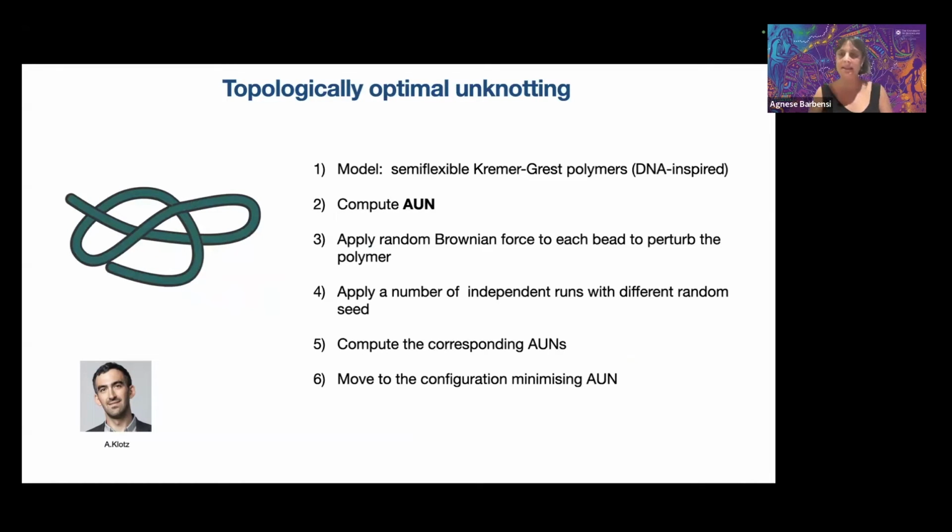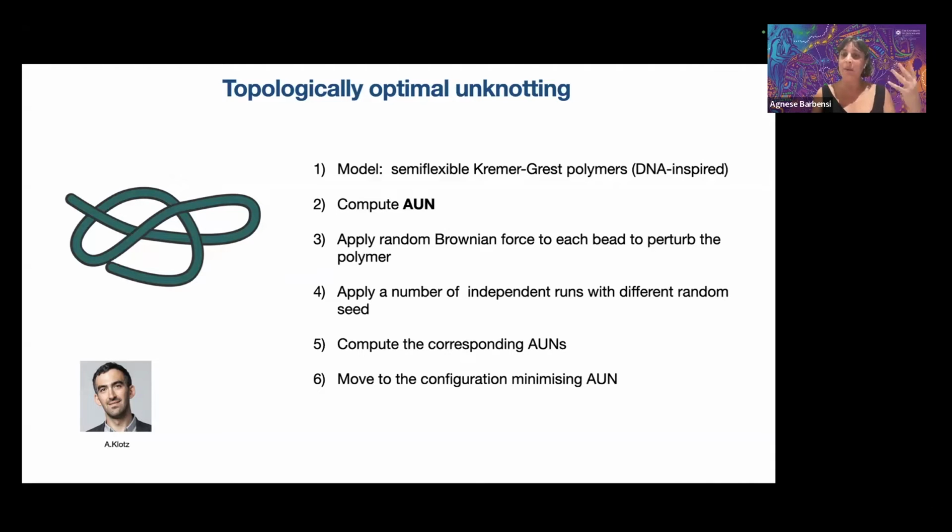And more precisely, our first attempt was to model our set of open curves as polymers using a semi-flexible Kremer-Grest polymer model inspired by DNA modeling. Then, starting from each modeled knotted configuration, we would compute the average unraveling number, and then we would apply a random Brownian force to each bead to perturb the polymer.